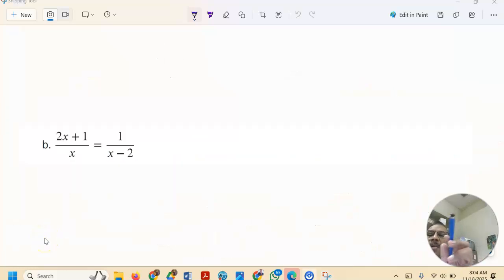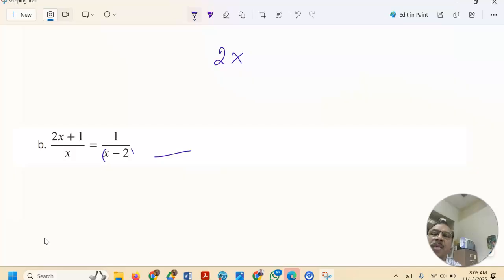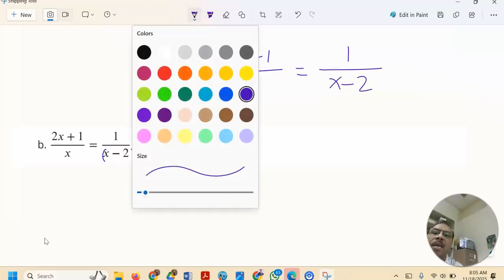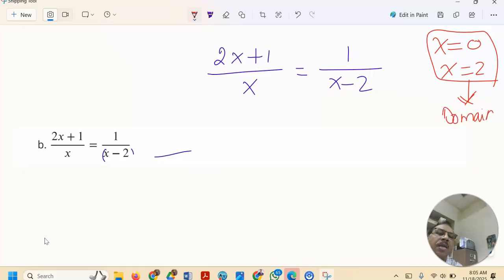Okay, first step, let's multiply. You can see there's an x on the left side, there's an x minus 2 on the right side. So we have 2x plus 1 over x equals 1 over x minus 2. When you look at it, you already know the first denominator means we can't have x equals 0. The second case, x minus 2, so these are the two numbers that cannot be in the domain. When I say domain, it means x cannot be those values.